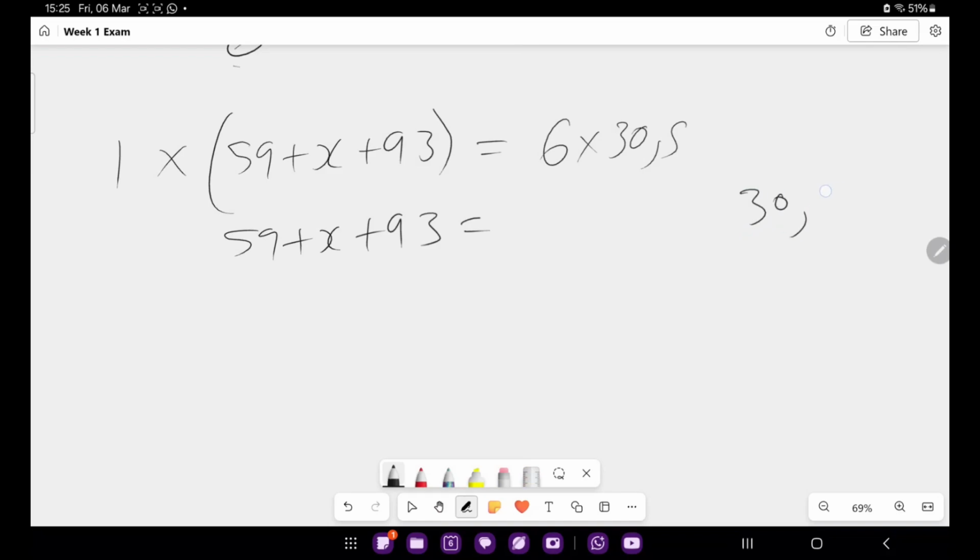So 30.5 times 6, since this is a paper 1 question. So 6 times 5, 0. Then we carry 3. 6 times 0 is 0 plus 3 is 3. 6 times 3 is 18. So we get 183. So 183 here.